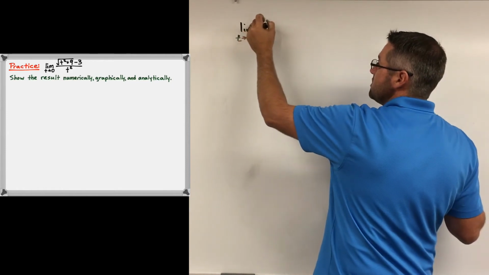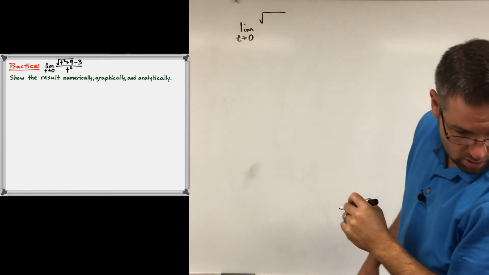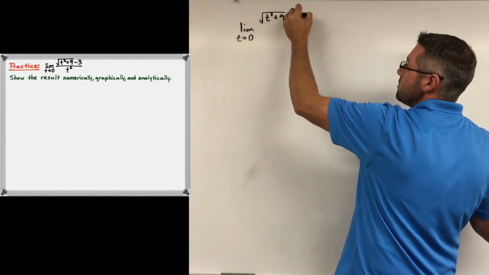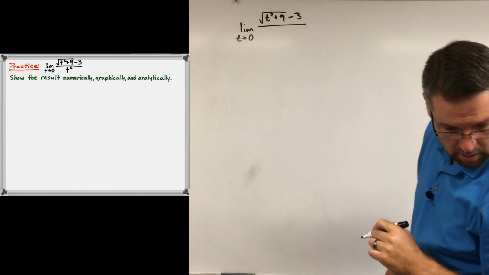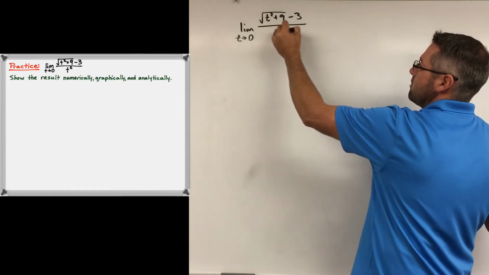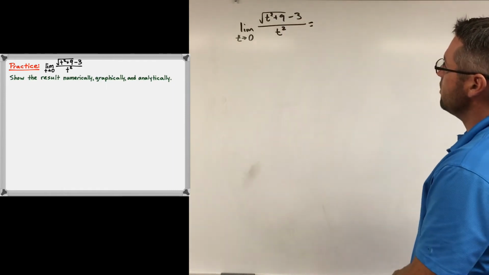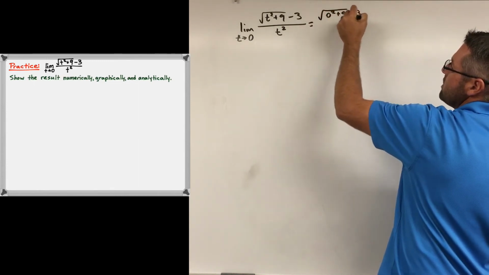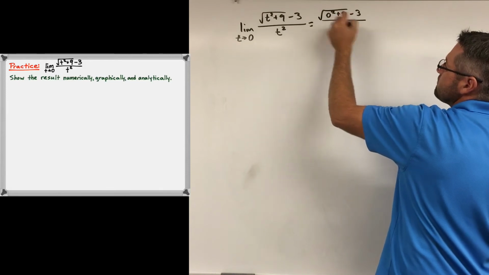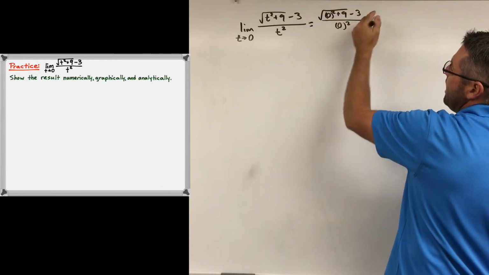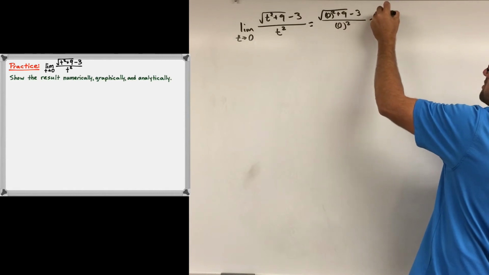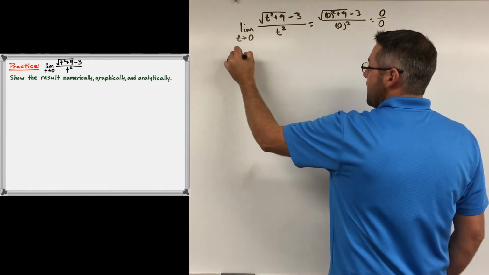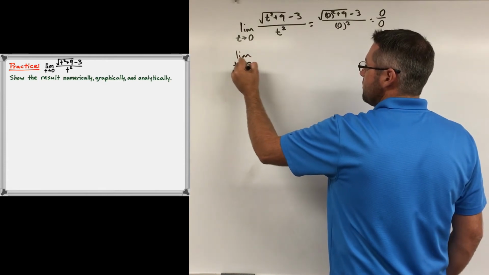Limit as t approaches 0 of radical t squared plus 9 and then minus 3 all over t squared. And so we're going to try substitution. We end up with radical 0 squared plus 9 minus 3 over 0 squared. That's going to be rad 9 minus 3. So rad 9 is 3, minus 3 is 0 over 0. That's indeterminate. So we're going to try multiplying by the conjugate of the numerator.